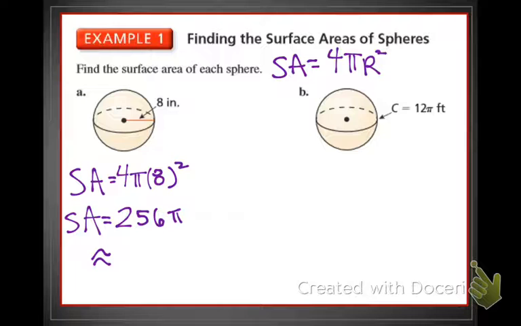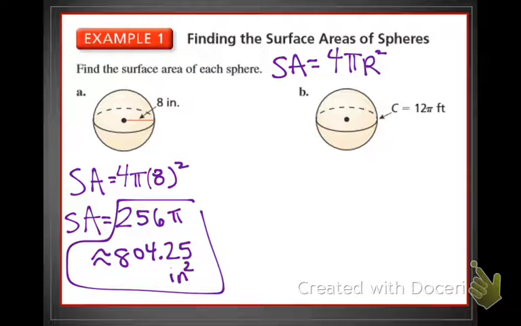You get 256 pi, which is equivalent to 84.25. Yep, inches. It is area, so inches what? Squared. Both answers are circled.